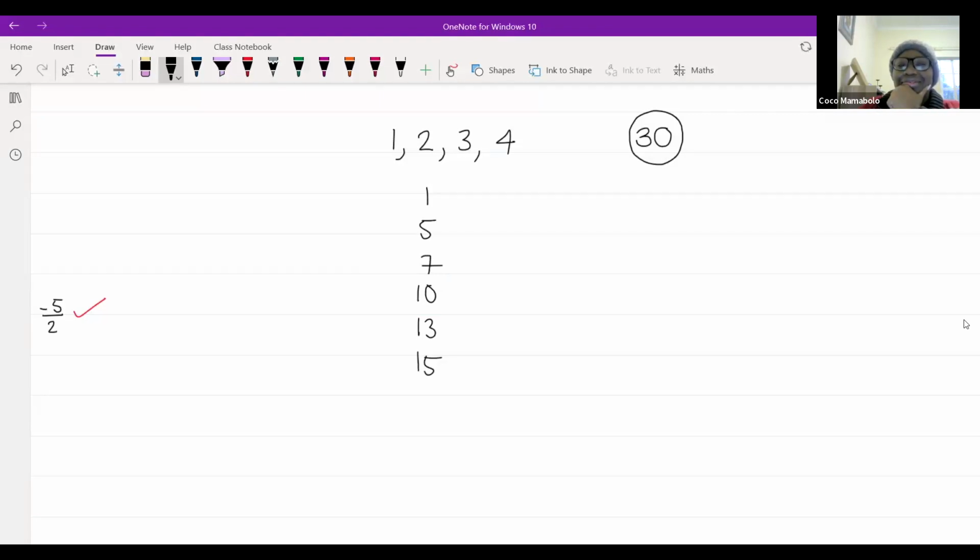Keep going. 4. That takes us to 19. I'm going to pick 1. That takes us to 20. 1, that's 21. I'll pick 4. That takes us to 25. And at this point, it doesn't matter what you do, I've already won.